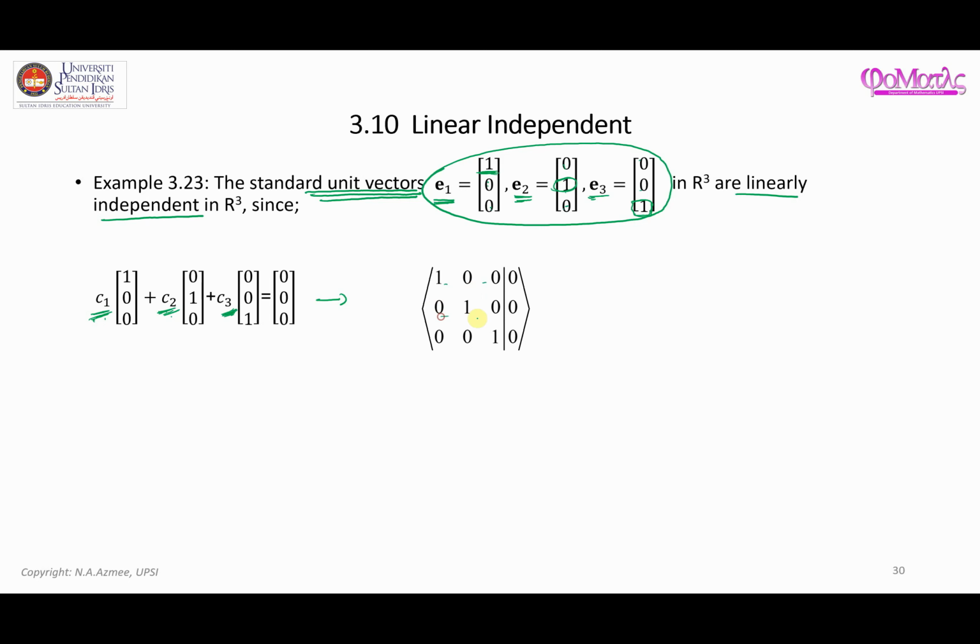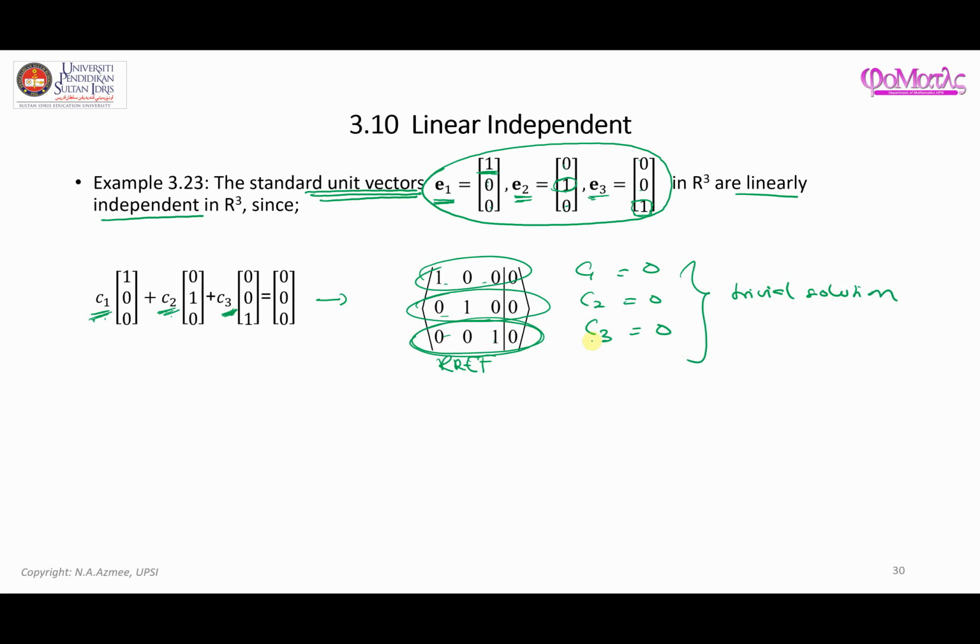And because this matrix is already in its simplified form, this is actually RREF. Therefore, clearly you can see here that C3 is equal to 0, for this one C2 is equal to 0, and here C1 equals 0. So what we have here is a trivial solution where everything is 0. And because of that, we say that this set of vectors here is independent. Okay.